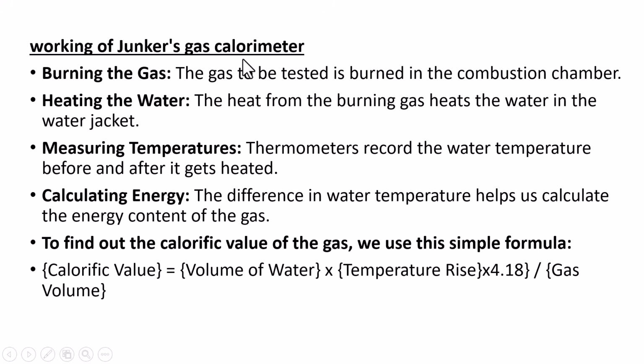The working of the Jenger's gas calorimeter. Burning: the gas to be tested is burned in a combustion chamber. Heating the water: the heat from the burning gas heats the water in the water jacket. Measuring: the thermometer records the water temperature before and after it gets heated. There is an inlet thermometer and an outlet thermometer to measure the temperature of the water. Calculating the difference in water temperature helps us calculate the energy content of the gas.